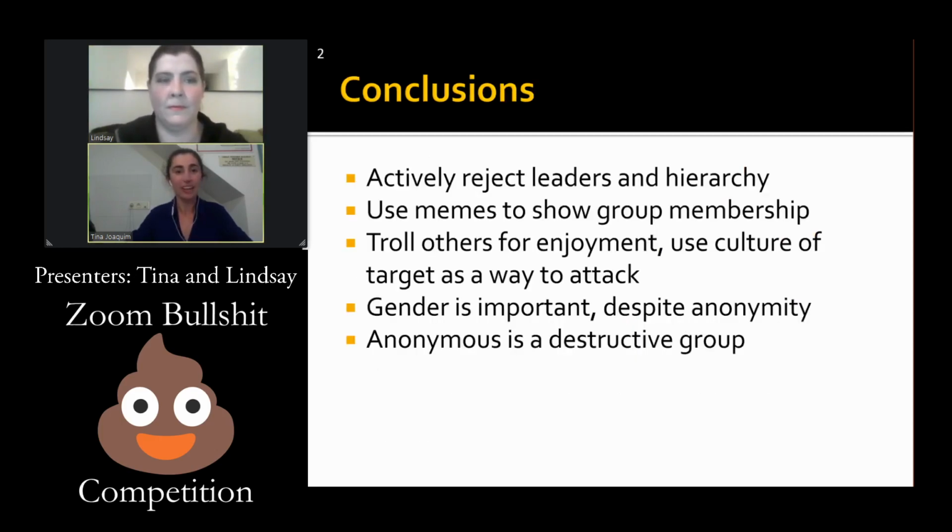Yes, and this one will not have any Title IX violations, because it's a conclusion. And if we actively reject leaders in hierarchy, no one has to go to jail. We can also use memes to show group membership in Anonymous or in my class. And if we troll others for enjoyment and use their culture as a way to attack them, they will confuse us: friend or enemy, meme lord or edge lord. Gender, as we have seen, is incredibly important, seeing as the institution is represented by a headless man, because a headless man is still better than a woman. I've received death threats as a woman and as a man. Death threats you get as a man are much better. Next slide, please.